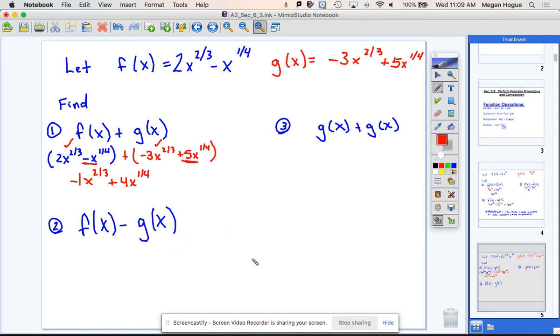All right, let's look at the subtraction one. f of x minus g of x. So f of x, put it in parentheses, 2x to the 2/3 minus x to the 1/4. Then we're going to subtract negative 3x to the 2/3 plus 5x to the 1/4.